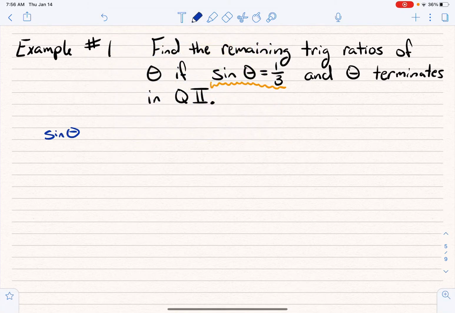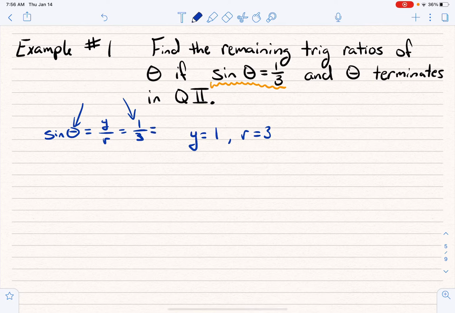You know that sine theta is y over r. And so if sine theta is 1/3, I had a student say, well, that means that y is 1 and that r is 3. And that's sort of right, but that's not completely right. Because remember, we said that the input was always an angle and the output was always a ratio. And so 1/3 is just the ratio. 1/3 is the same thing as 9 over 27. Okay, and so that would be to say that y is 9 and r is 27.